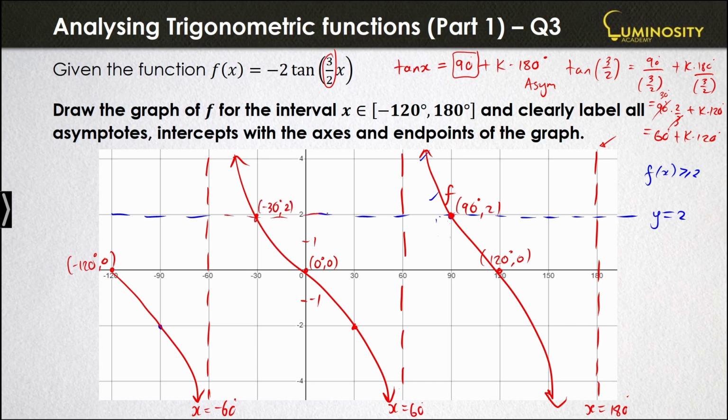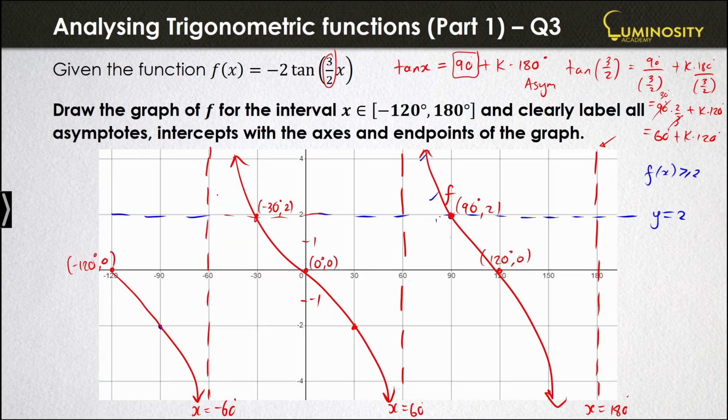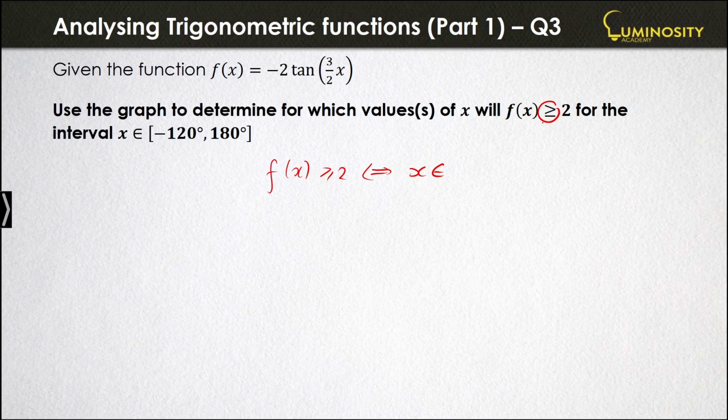So we've seen that f of x greater than or equals to 2 is true if and only if x is an element from the asymptote negative 60 degrees up until negative 30 degrees. And we can include that value because of the or equals to. So first of all, the asymptote, we can't attain that value. So negative 60 degrees all the way up to negative 30 degrees, but we can include that.